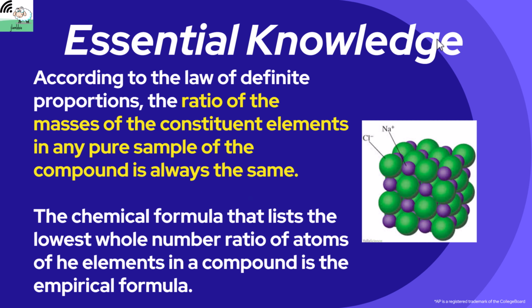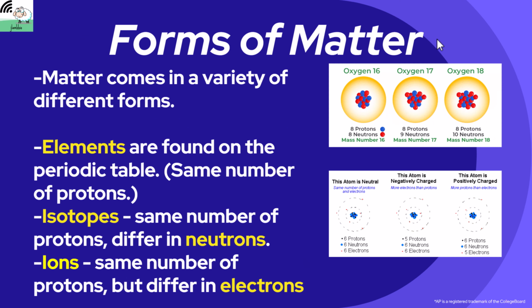According to the law of definite proportions, the ratio of the masses of the constituent elements in any pure sample of the compound is always the same. That is, sodium chloride is always going to be composed of the ratio of one sodium ion and one chloride ion. And the chemical formula that lists the lowest whole number ratio of the atoms is known as the empirical formula. We're going to spend a little bit of time looking at empirical formulas and calculating them throughout the course of this lesson.